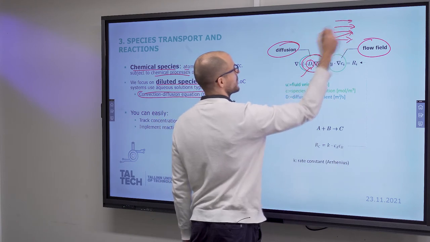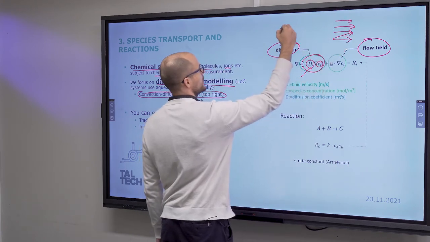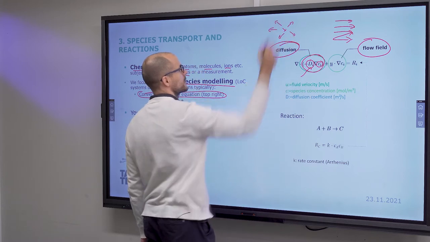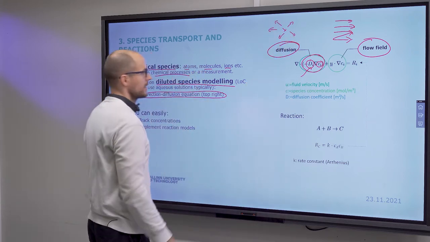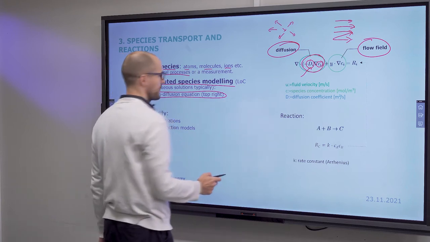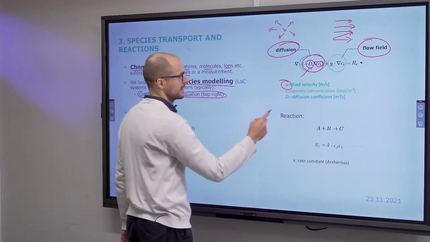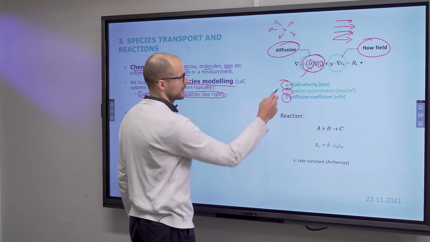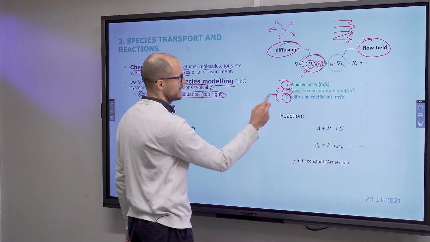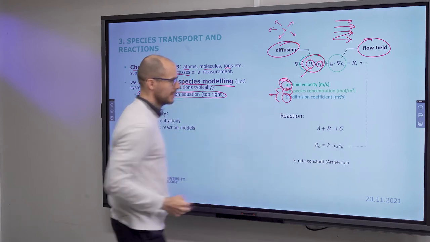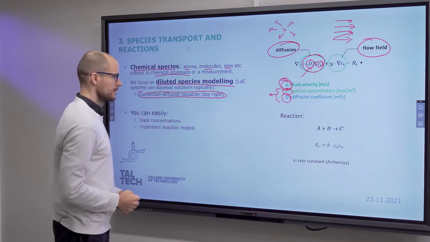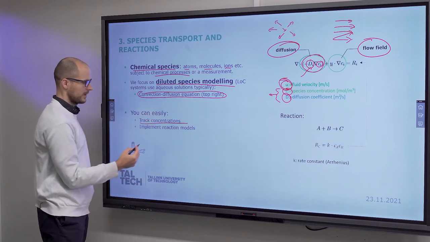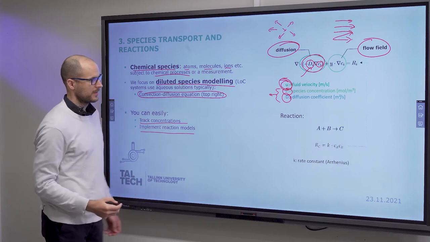Unidirectional meaning there's only one direction, it doesn't flow backwards, and diffusion happens in every direction over time. And what we have here as variables is flow velocity, species concentration, and the diffusion coefficient. These are material properties, they are constant, this one is the variable. And with this, you can track concentrations and you can implement reaction models.